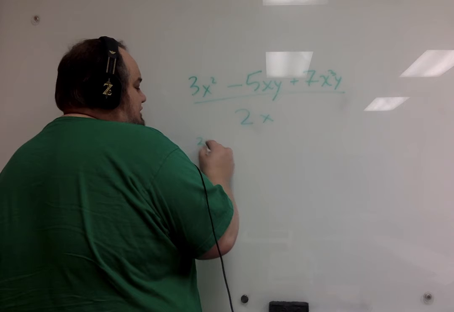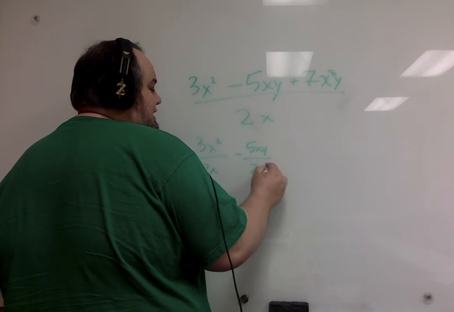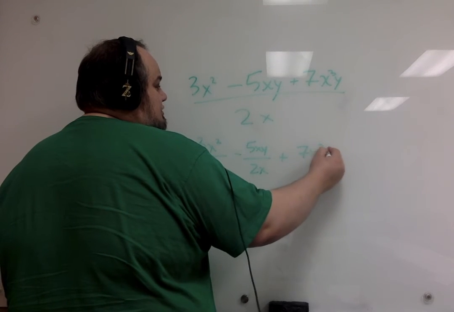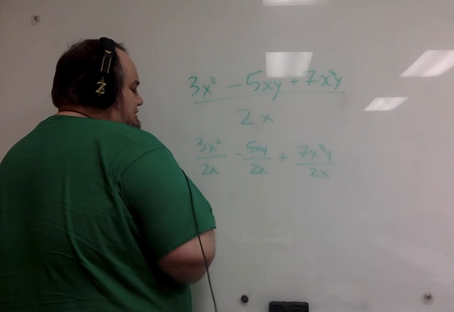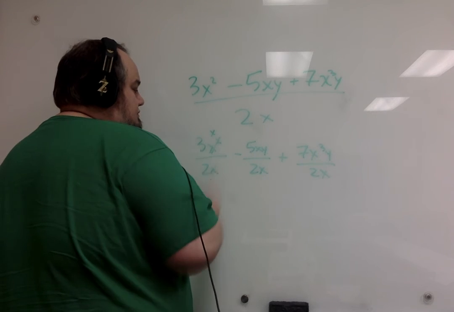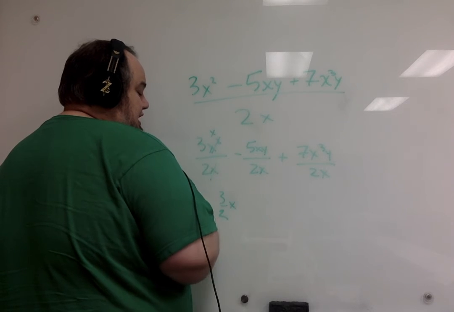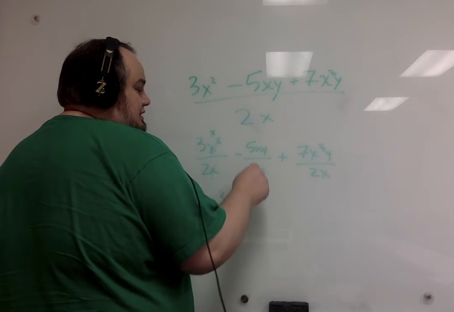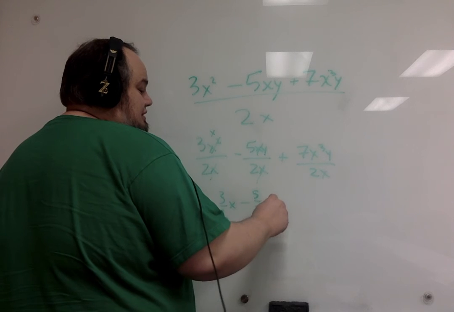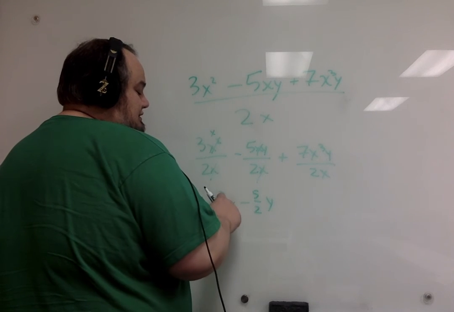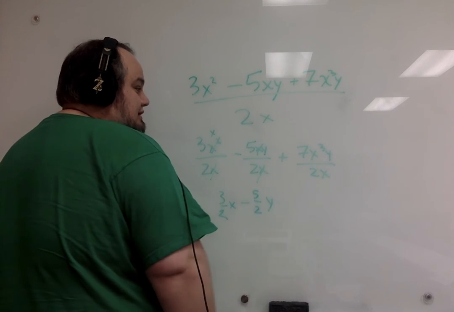So we take each part, 3x squared divided by 2x, minus 5xy divided by 2x, plus 7x cubed y divided by 2x. So here, notice the numbers don't cancel. The letters do. So we get 3 over 2. We're just going to write it as a fraction, times x. Same thing here. The numbers don't actually cancel. We get 5 over 2. It's a fraction. X's cancel. You're left with y. This x is actually on the top of the fraction, and so is the y. But we can write the numbers separate and just write x and y as well.